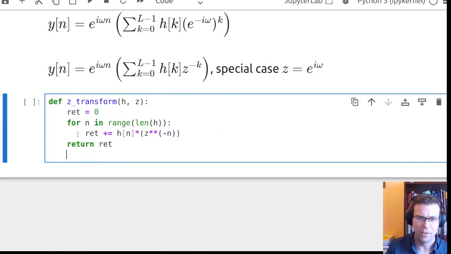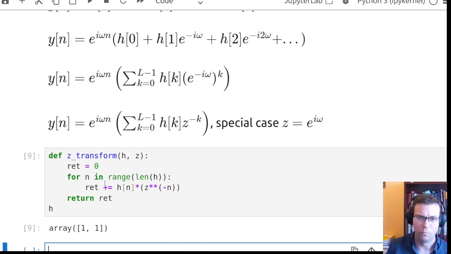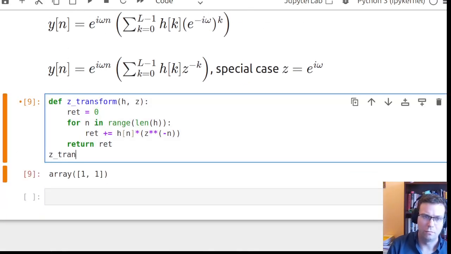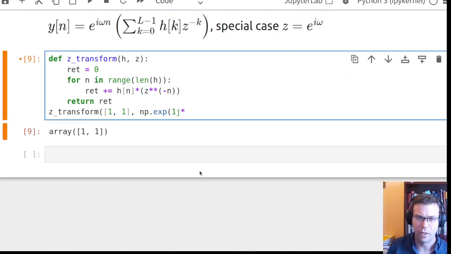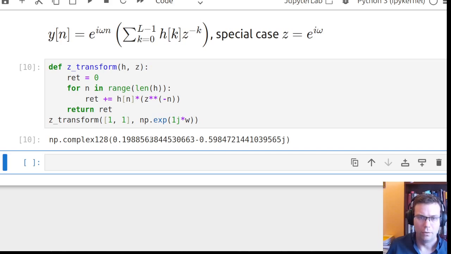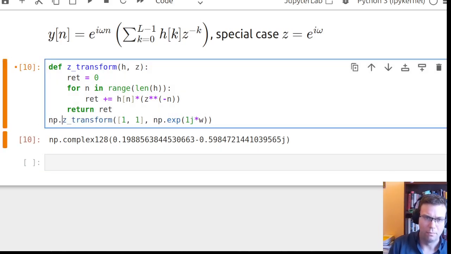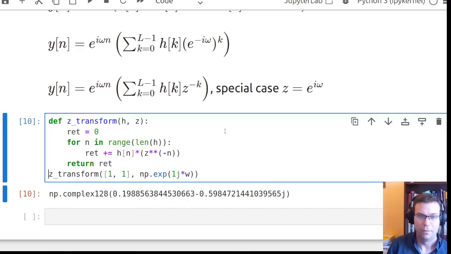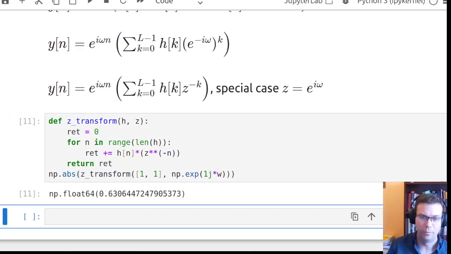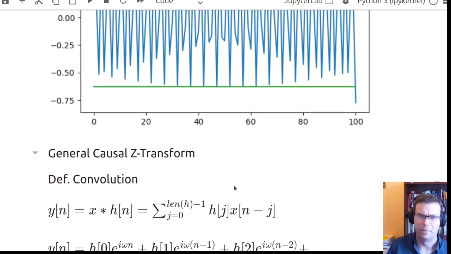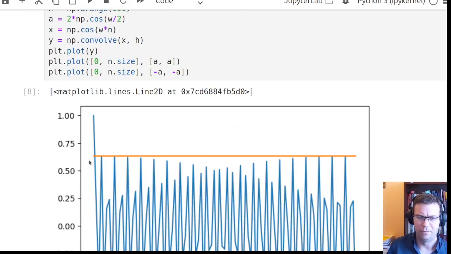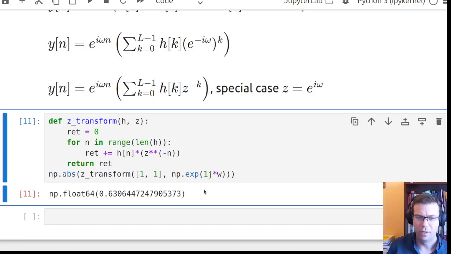Okay, so maybe just to check this example that I had up here. I had this impulse response h, and let me just check, it should still be in memory. Yep, it's 1, 1. So if I were to do my z transform of 1, 1 here, and let me send in the phasor, e to the i omega, where omega here was 2.5. Okay, here's what I get. It's a complex number, as I said. I can look at the magnitude of it, the real number associated, and that's 0.63. Okay, so that seems to work.